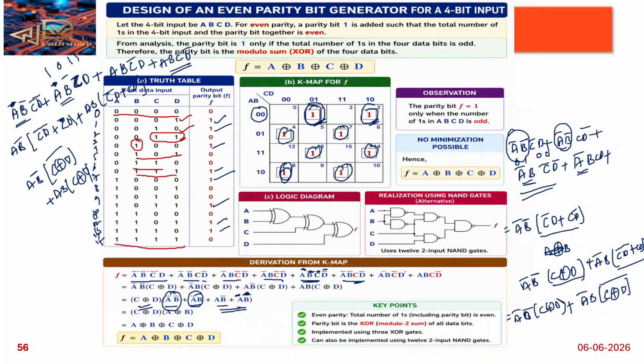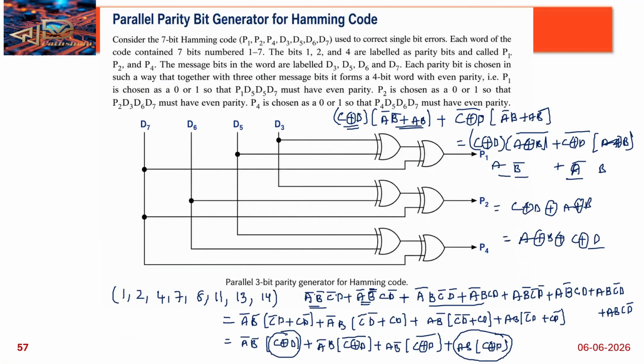So same thing he has written here. A XOR B XOR C XOR D. Clear? Any doubt from this? From the bridge? No. See, Hamming code.